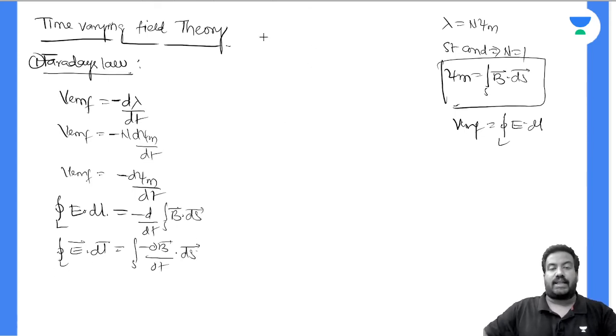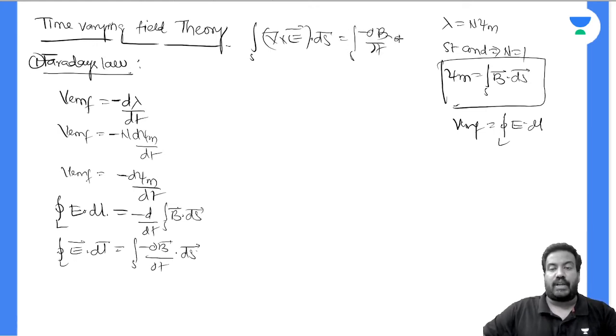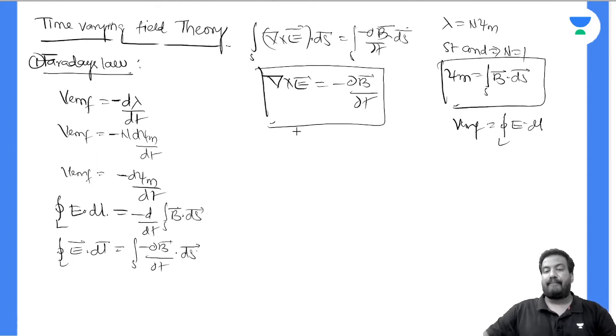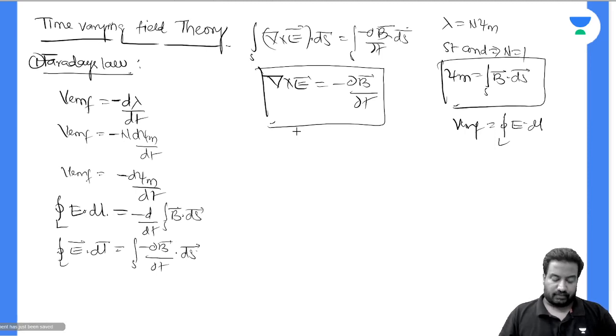Applying Stokes on the LHS, the surface integral of del cross E dot ds equals the surface integral of minus dou B by dou t dot ds. Removing the surface integral, del cross E is equal to minus dou B by dou t. This is the Maxwell equation based on Faraday's law. We will insert it in time varying fields.